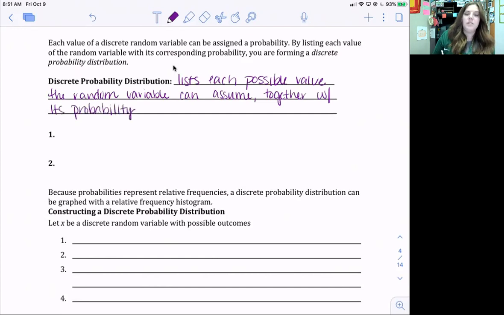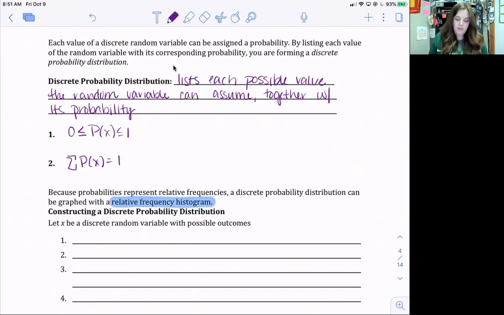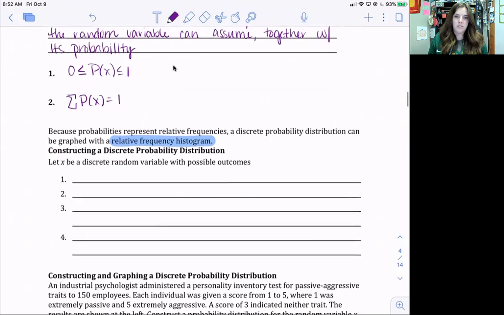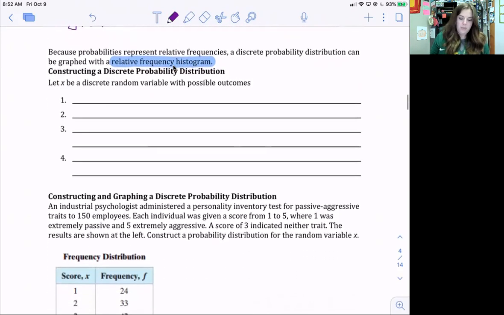And we have two characteristics about a probability distribution. The first one is that each of our probabilities have to be within our range of probabilities, so between 0 and 1. And the summation of all of our probabilities should equal 1. So because probabilities represent relative frequencies, a discrete probability distribution can be graphed with a relative frequency histogram.